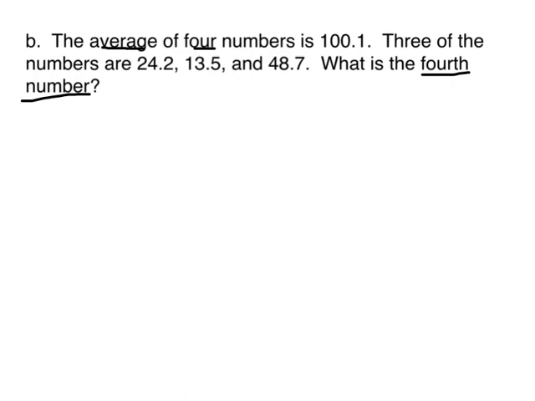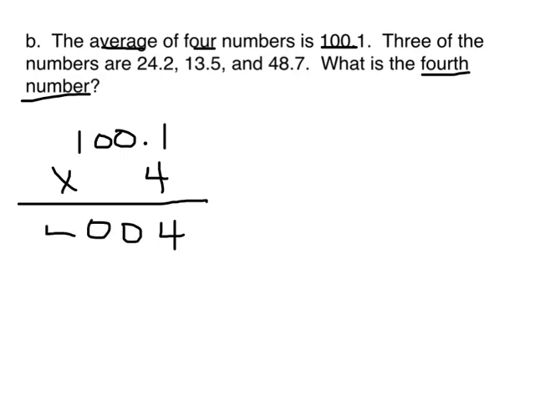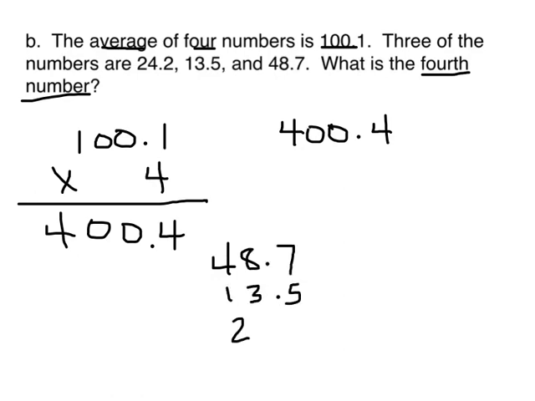If to find the average of 4, we added 4 numbers and then divided by 4 to get 100.1, then if we reverse that, 100.1 times four numbers would give us a sum of 400.4. So if that were the sum that I had to divide by 4, I add the 3 that I have, which are 48.7, 13.5, and 24.2.